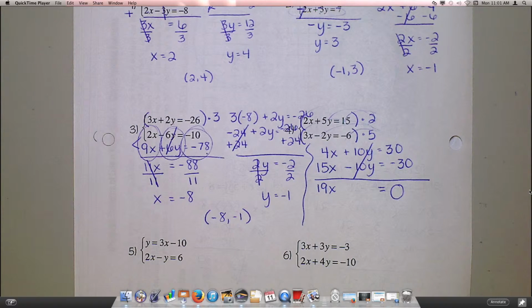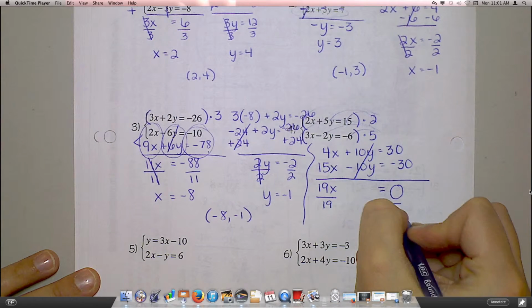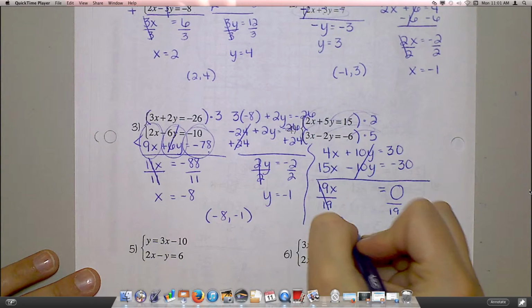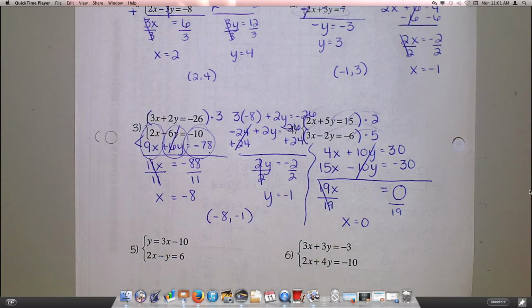What do I do next? Divide by 19. 0 divided by 19 is just 0. So x equals 0. That's okay. X is allowed to equal 0. That's not no solution. That is a solution. The solution is just 0.